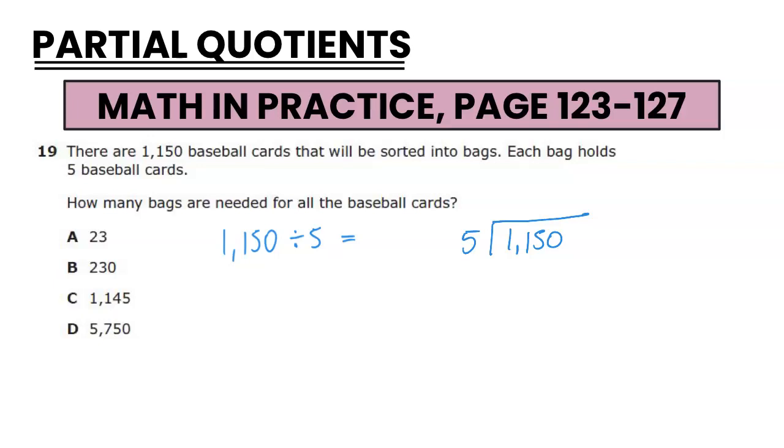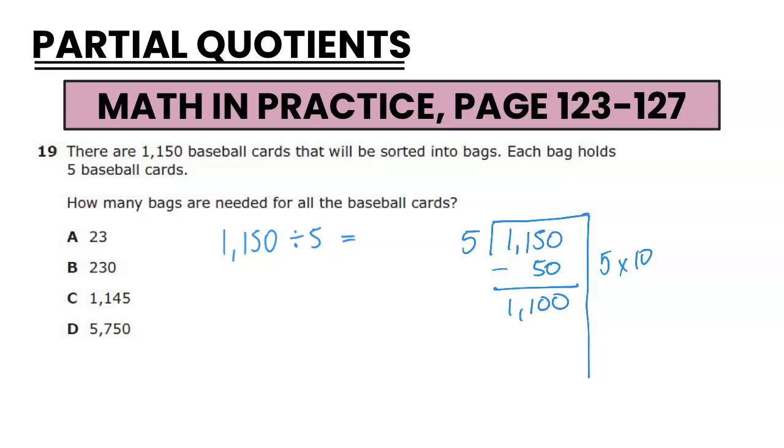We might start off by saying, maybe we could use 10 bags. If we took 5 cards and put them into 10 bags, that would put 50 of those baseball cards into bags, which would leave 1,100 left over. Well, we've still got a lot of work to do. So maybe we realize that 10 was a conservative number. That wasn't quite aggressive enough.